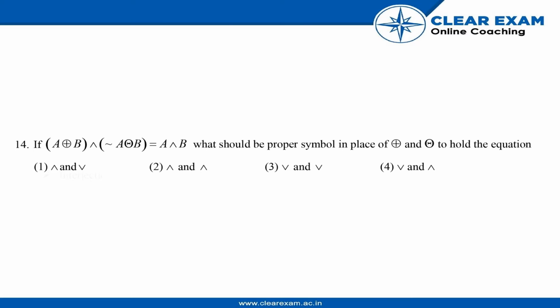We have been given the following question. If A ⊕ B, I'm not reading it as XOR, because we need to determine what it's acting as, so we can't initially assume it. We'll have to draw a truth table for that.